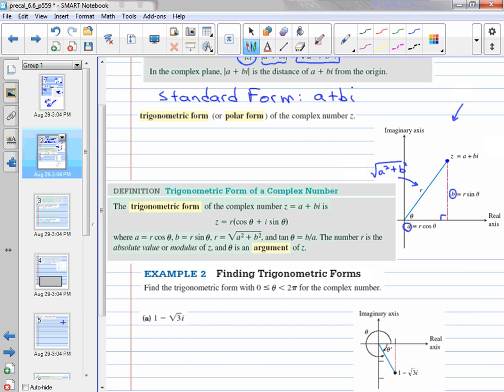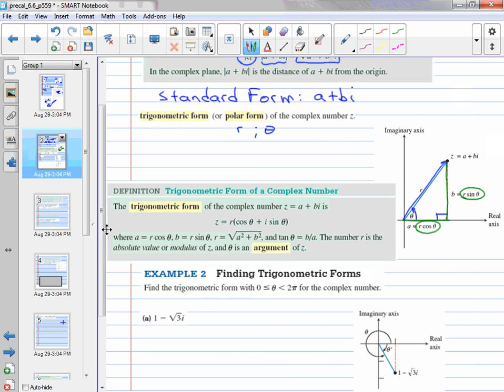A trig form is going to deal with the radius, the distance from the origin, and an angle. So if we come back to our diagram over here on the right, it's going to deal with the radius and the angle, the standard position angle there. Well, we know in a right triangle, if I know the radius, or the hypotenuse, how to get the adjacent side down here. It's just the hypotenuse, the r, times the cosine of the angle. So the a is r cosine theta. And the b, the opposite side from that angle, is r sine of the angle, r sine theta.